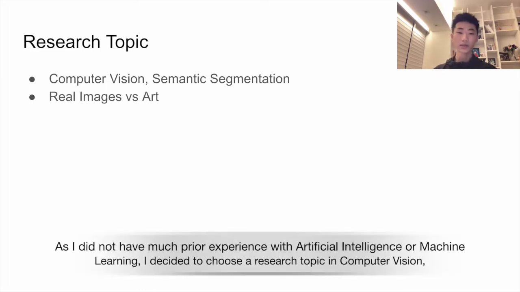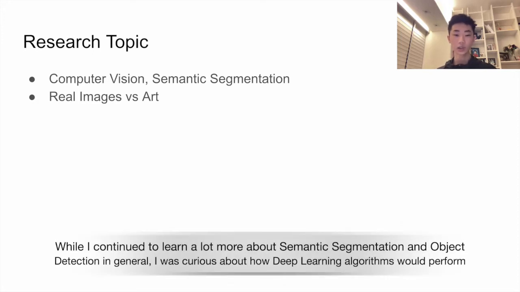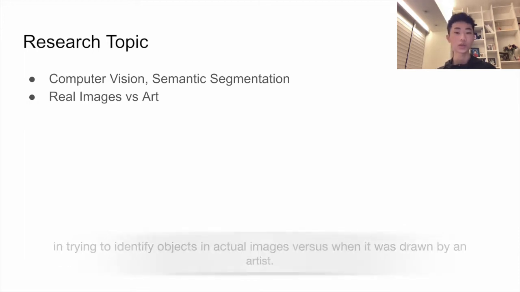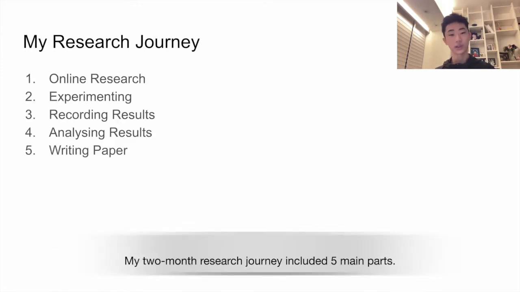As I did not have much prior experience with artificial intelligence or machine learning, I decided to choose a research topic in computer vision, the field Dr. Taylor specializes in, and I chose to write my research on semantic segmentation. While I continued to learn a lot more about semantic segmentation and object detection in general, I was curious about how deep learning algorithms would perform in trying to identify objects in actual images versus when it was drawn by an artist. My 2-month research journey included 5 main parts.